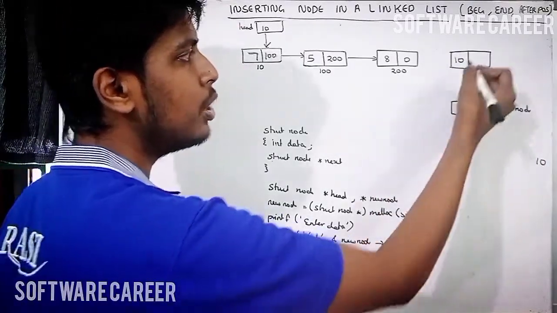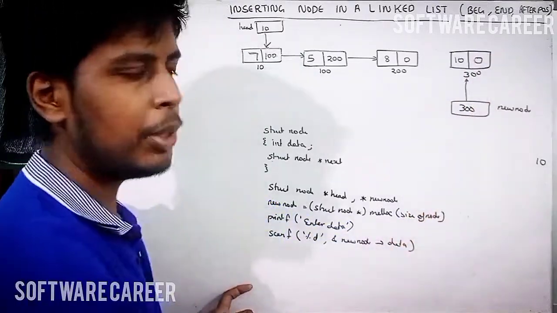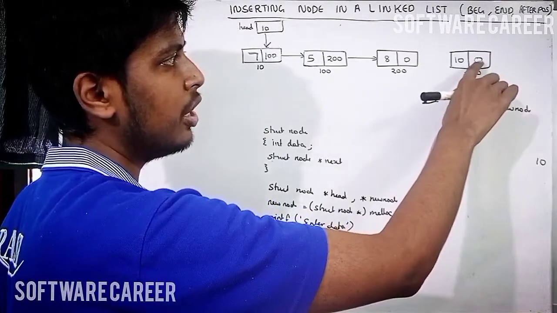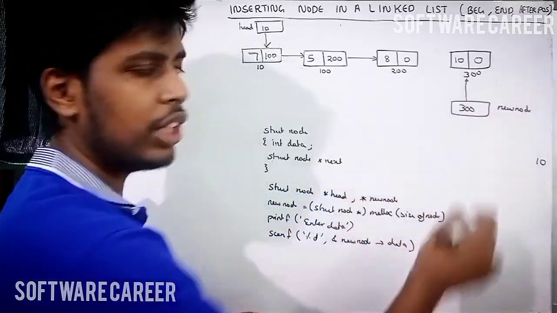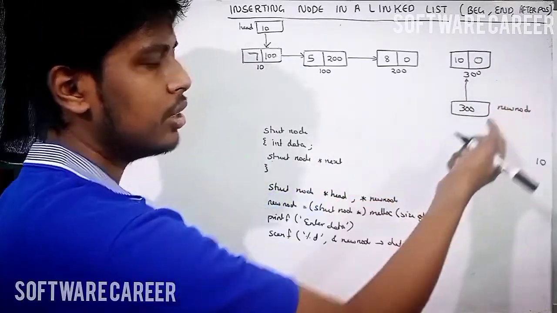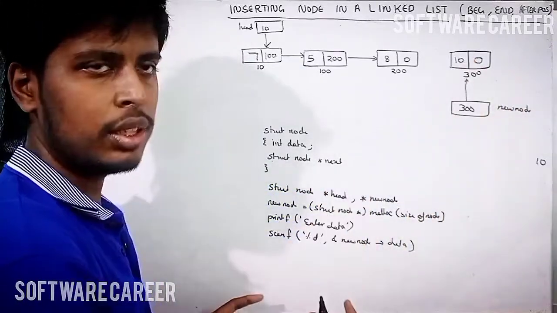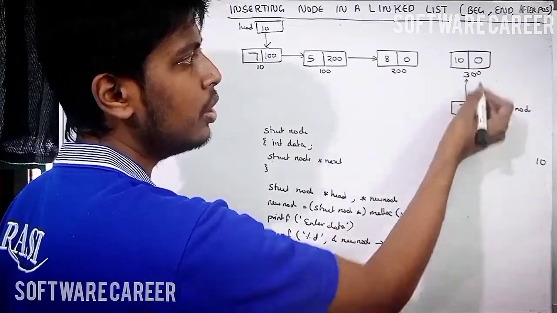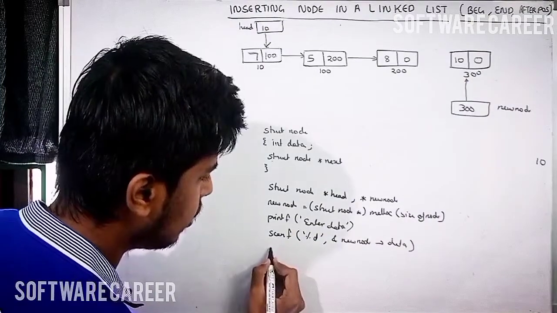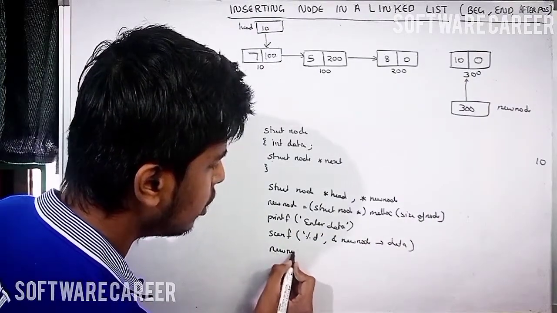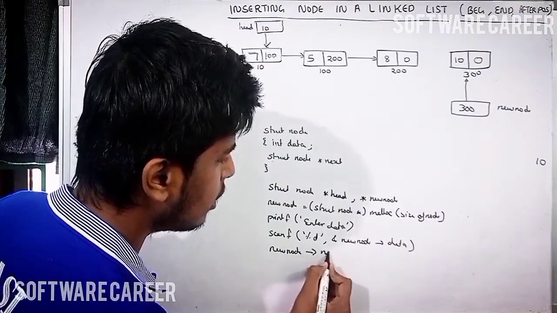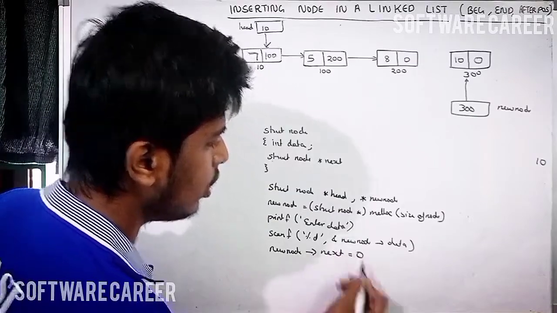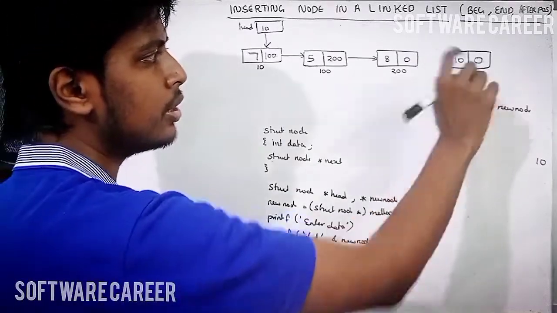Now in this pointer part you should store 0 because this is the next pointer. Next pointer means it stores the address of the next node, but there is no node after this. So you should store 0 over here. How to access this pointer part? By using new node next. So I am writing the code here. New node next equals 0. Now 300's next is 0.